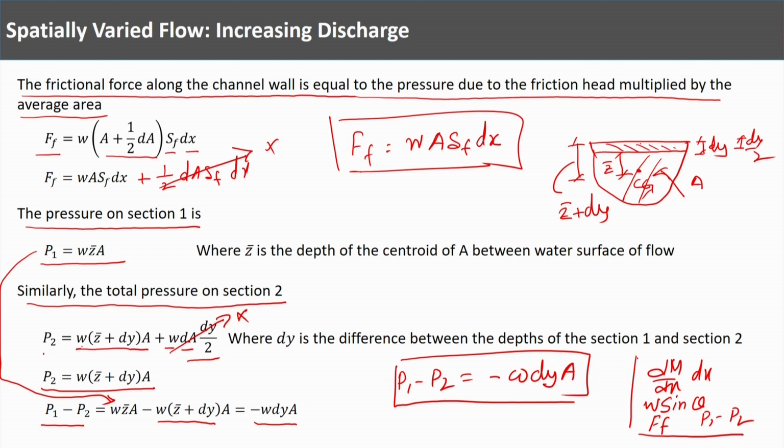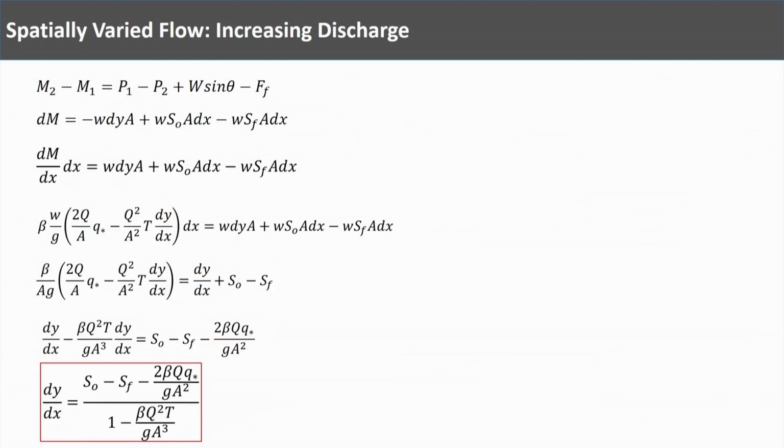If I put these values in the momentum equation and simplify it, I will get the governing equation for spatially varied flow with increasing discharge. Okay, so the momentum equation, as I said already.